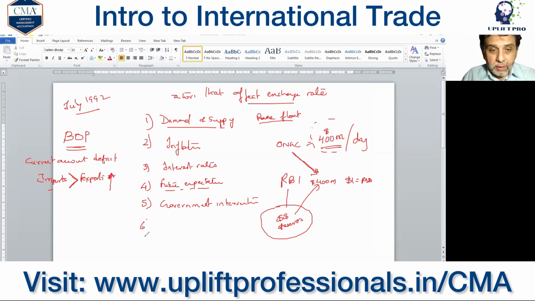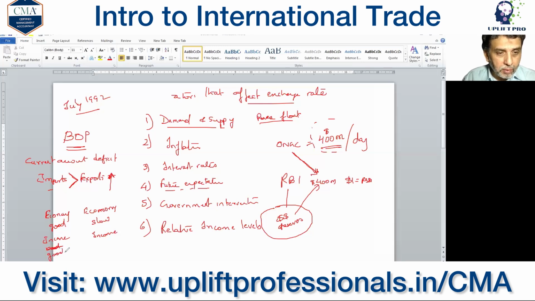The last one is income levels between the two countries. Now here you have a surprise. Relative income levels would also affect the exchange rate. That means if one economy is doing good and income is good, and the other economy is not so good, maybe slow, and income is less.